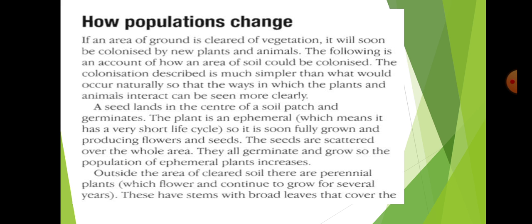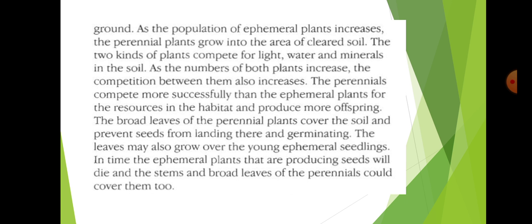Outside the area of cleared soil, there are perennial plants, which flower and continue to grow for several years. These have stems with broad leaves that cover the ground. As the population of ephemeral plants increases, the perennial plants grow into the area of cleared soil.